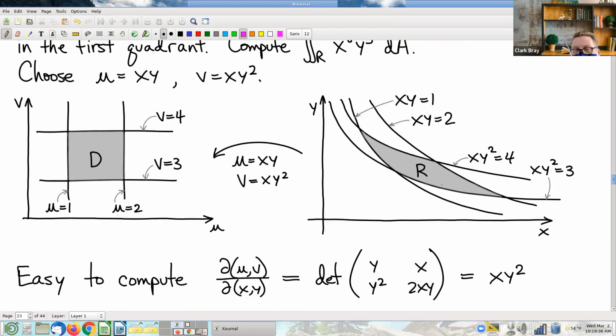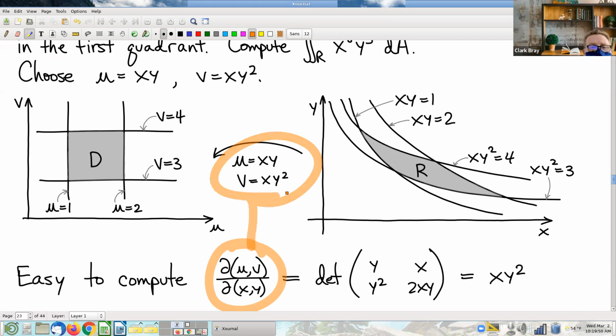So I'm going to compute this determinant right here. Partial UV, partial XY. Now, why am I computing that one? Because that's all I have, right? I know formulas for U and V in terms of X and Y. And so if I'm going to take partials, all I can take partials of are U and V.